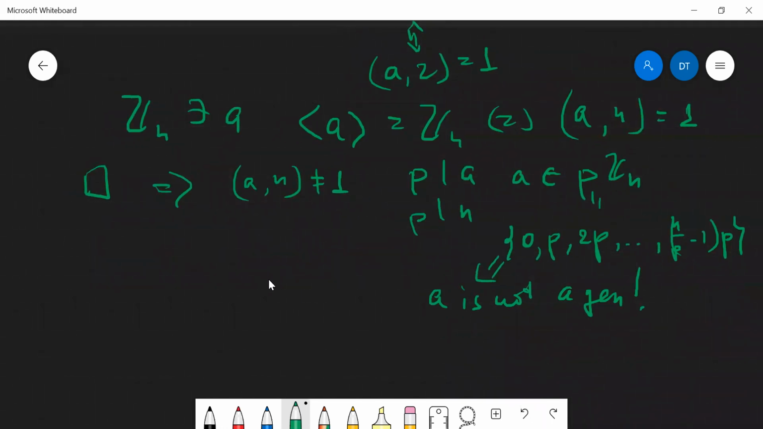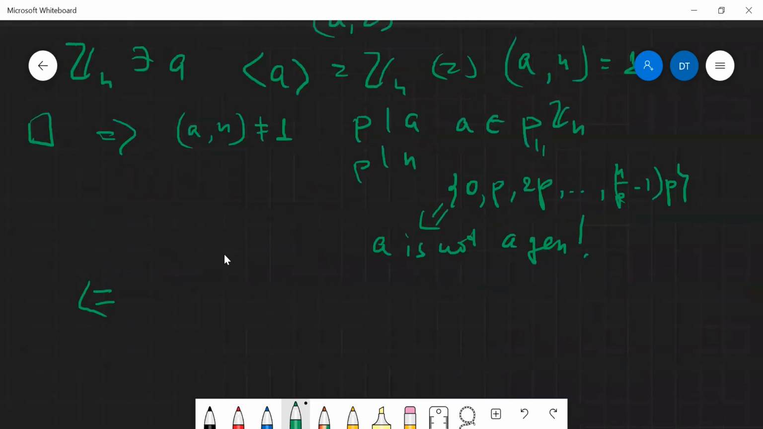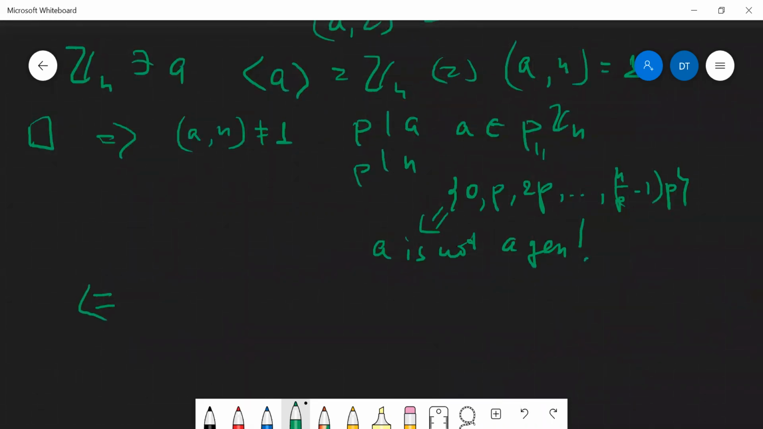So is it clear? Okay, so now let's show it in the opposite direction. So suppose that A and N are co-prime. Then we know that the element 1 is a generator of Zn.